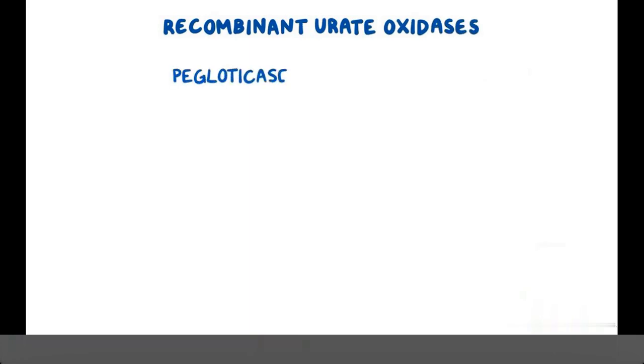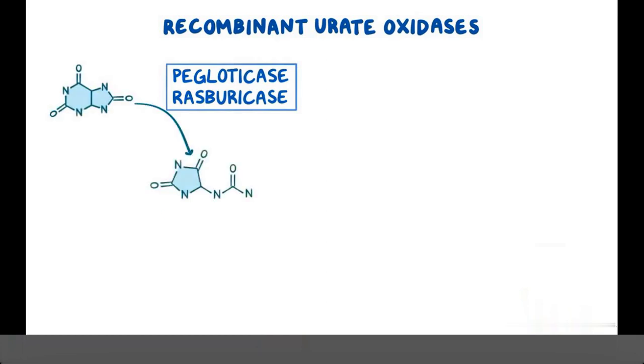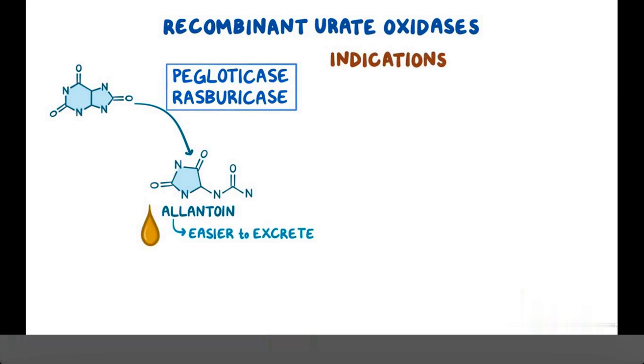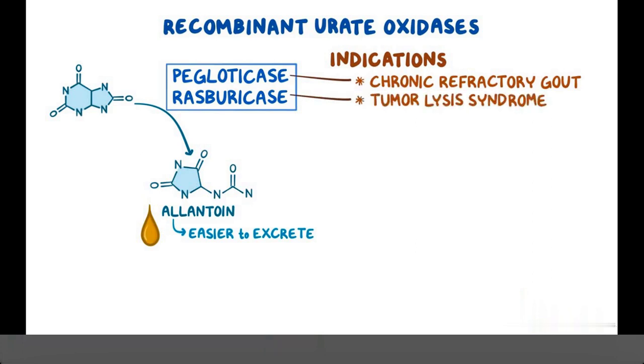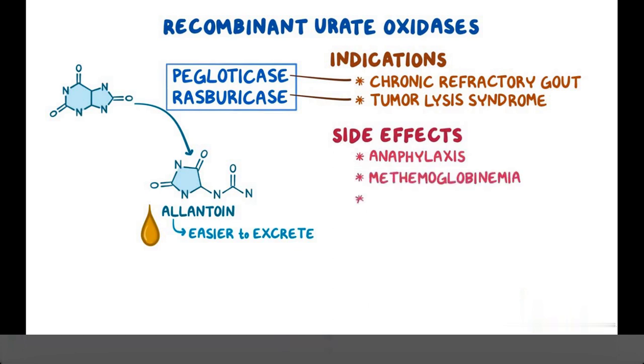Let's move on to recombinant urate oxidases, which include pegloticase and rasburicase. These medications are actually enzymes that oxidize uric acid to allantoin, which is a more soluble product, therefore easier to excrete. For medicine-specific indications, pegloticase is used to treat chronic refractory gout, while rasburicase is used to treat tumor lysis syndrome in lymphoma and leukemia patients who are receiving anti-cancer therapy. Common side effects include anaphylaxis, methemoglobinemia, and hemolysis in individuals with glucose 6-phosphate dehydrogenase, or G6PD, deficiency.